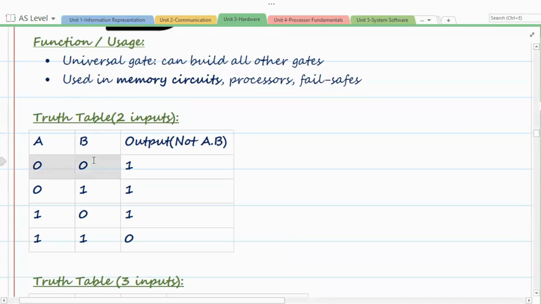Now, if you look, this is NOT of A dot B, right? So in the AND gate, this is 0, this is 0, this is 0, but this is 1. But here in the NAND gate, these all 3 are 1s, and here it is 0. So just the opposite of the AND gate, right?